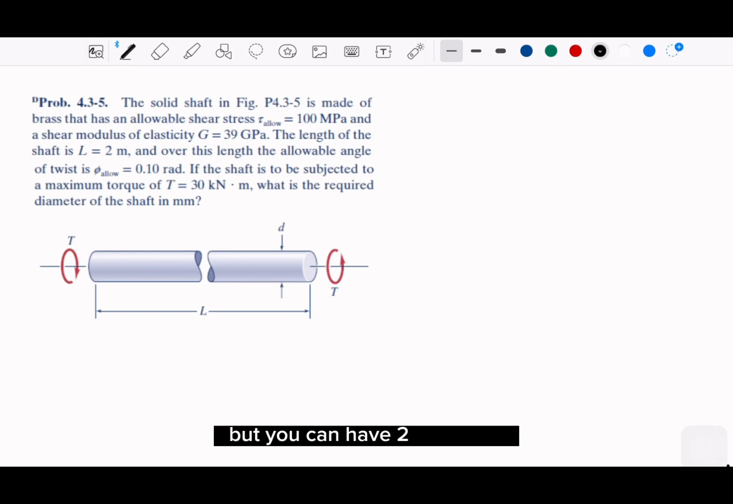But you can have two approaches. Okay, first is from the shear stress. The second one is from the displacement. You can have these two answers, and as usual, we can compare these two answers, and then we can get the minimum from our computations.